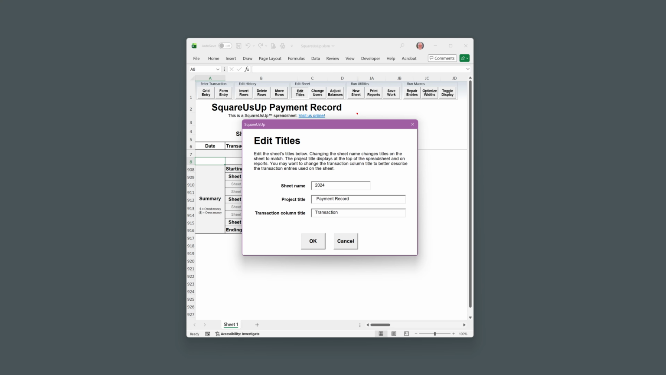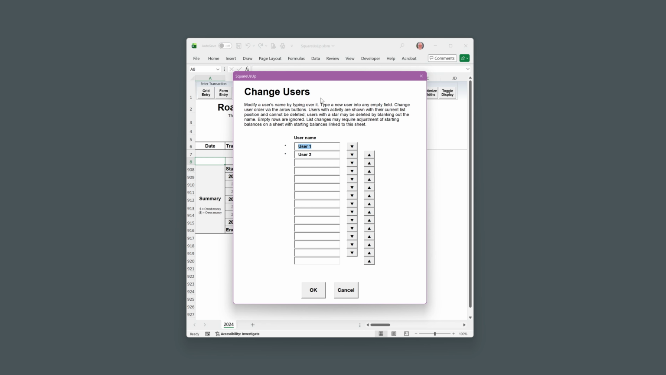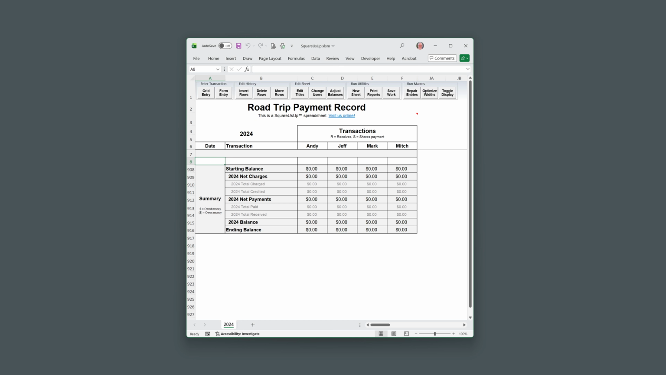Let's say this is a road trip taken by 4 friends. We'll give the project a title, and now we're going to name the friends on the trip. That's it. Our project is now ready to use. Transactions can be typed directly into the sheet.